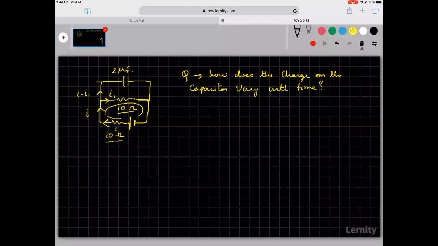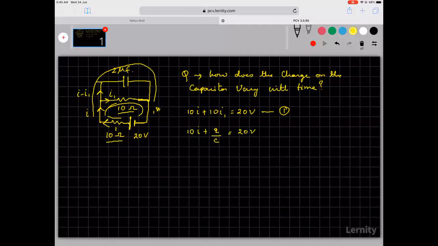Then you look at this particular loop. In this loop, some voltage is given to you, let's say it is 20 volts. I am going in the direction of current, so let me follow this loop. 10 into I plus 10 into I1 is equal to 20 volts. That is the equation for the first loop that I have taken. Now consider a loop like this. You have 10 into I plus Q by C is equal to 20 volts. Now we can work on this.